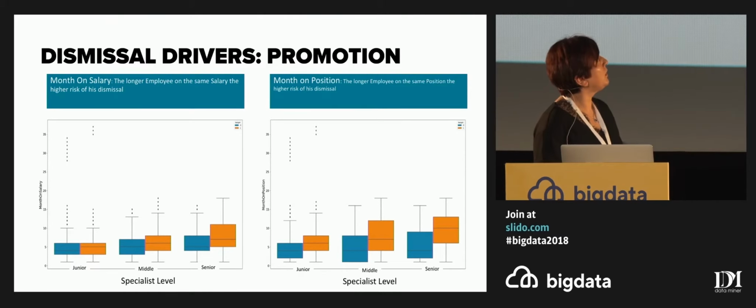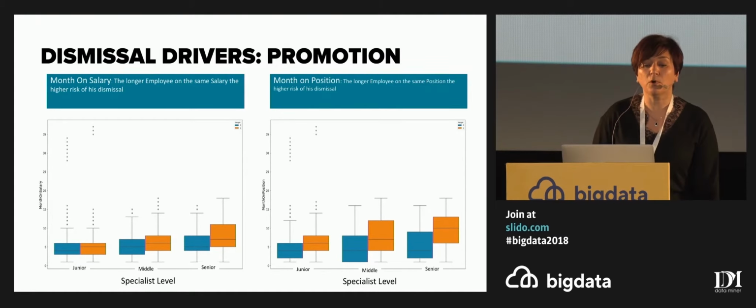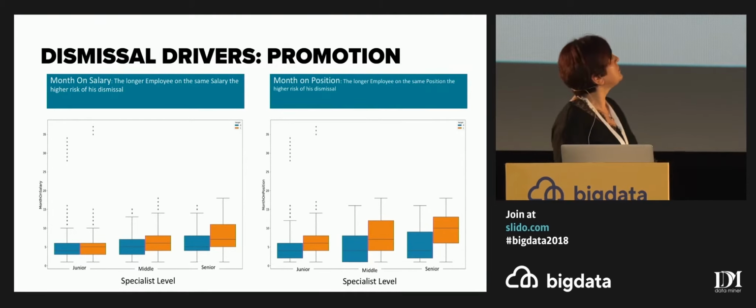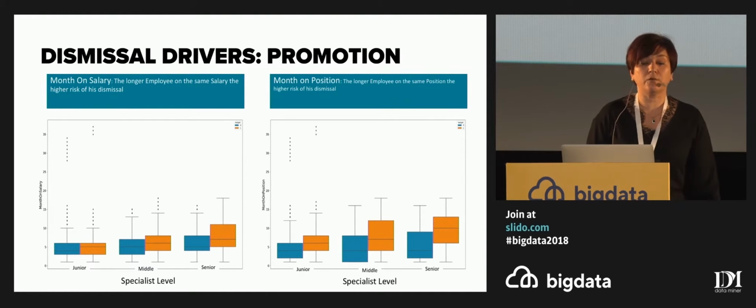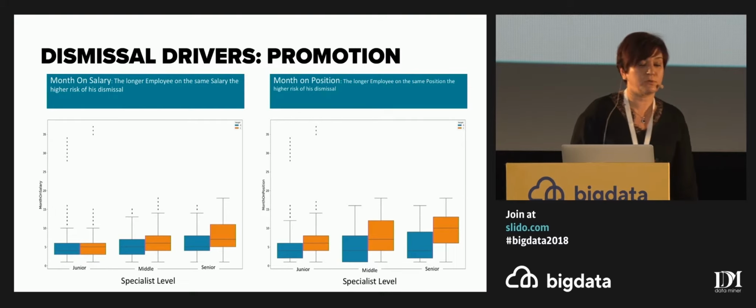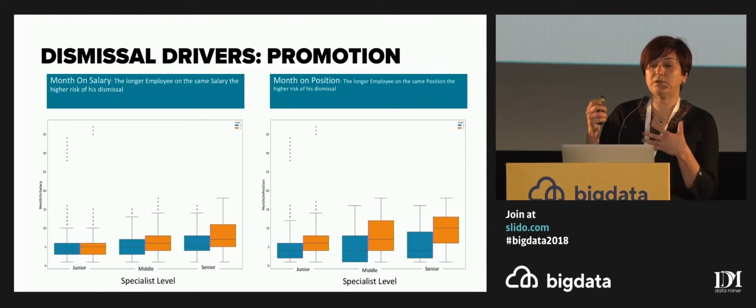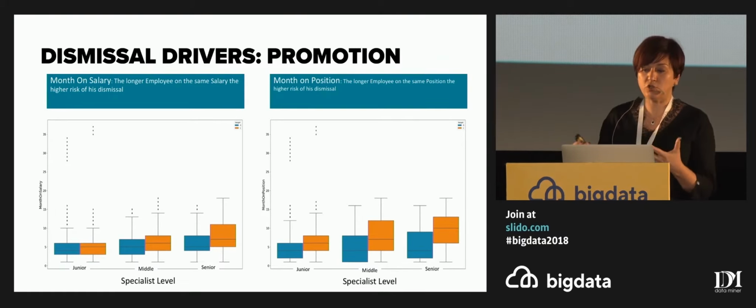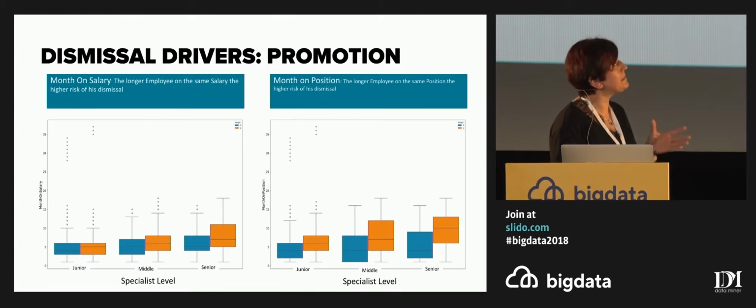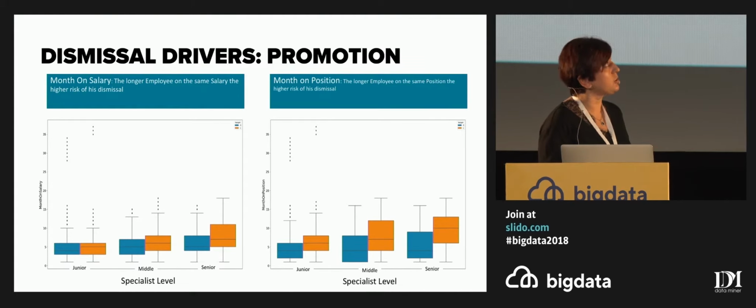The next two drivers are related to promotion. In this case, we consider two types of promotions. The first one is related to salary, and the second one is related to position: months on salary and months on position. It's a period when employees have the same salary or continue to work in the same position, without any promotion, without any salary rise.